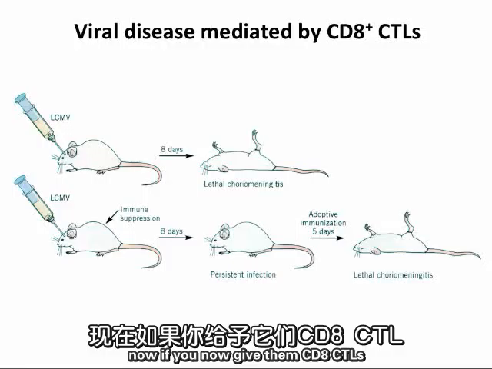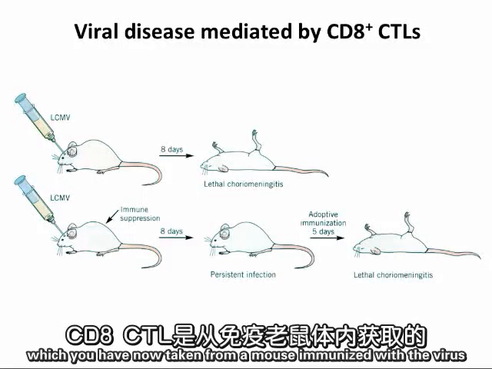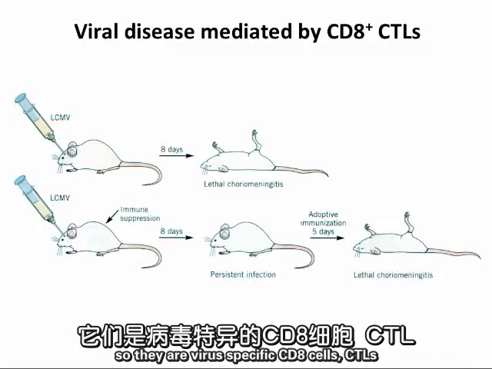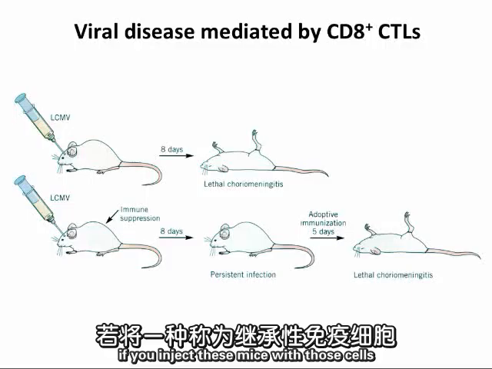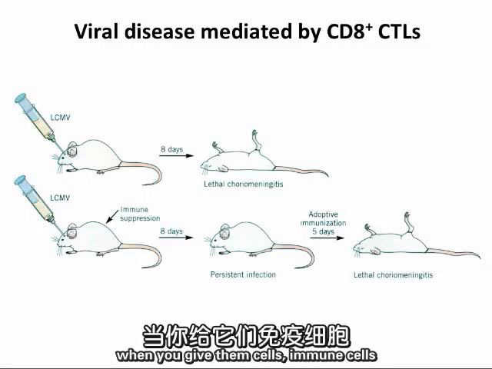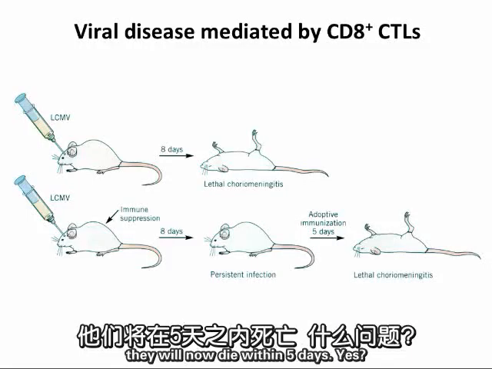Now, if you give them CD8 cells, CTLs, which you have taken from a mouse immunized with the virus, so they are virus-specific CD8 cells, CTLs. Okay, that's very important. If you inject these mice with those cells, it's called adoptive immunization when you give them immune cells, then they will now die within 5 days.